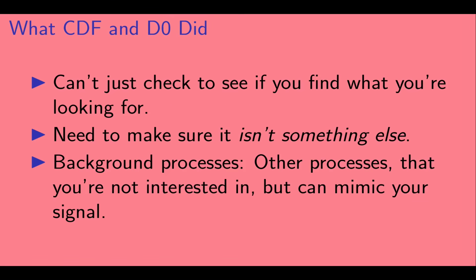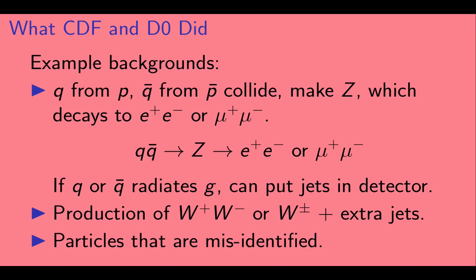But you can't just check to see if you find the kind of events that you're looking for. You also need to make sure that the events you find aren't something else. This is because there are background processes that you're not interested in, but which can mimic the process you're interested in sufficiently well to pass your selection cuts.